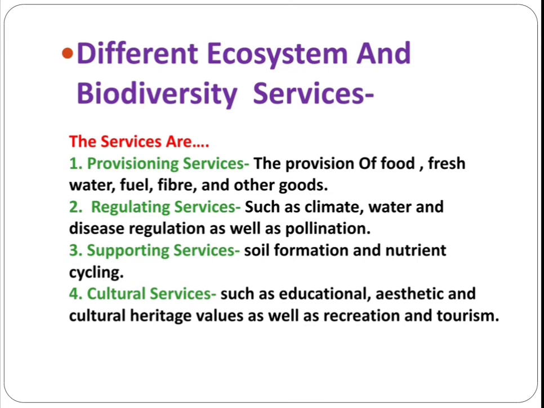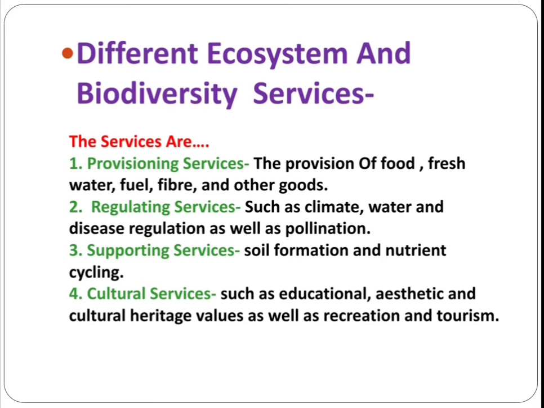Then there are different types of ecosystem and biodiversity services, providing benefits at different levels. So which ones are those? The first one is provisioning services. What are provisioning services? The provision of food, fresh water, fuel, fiber, and other goods. Those are the provisions given from an environment, or simply we say from biodiversity. This is nothing but provisioning services.